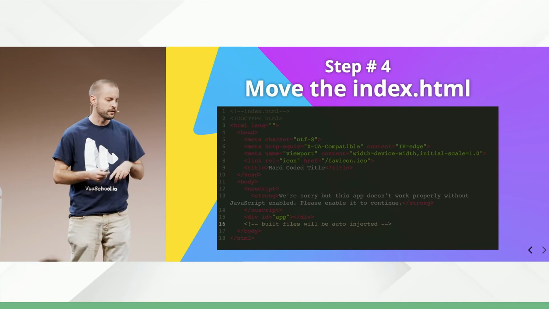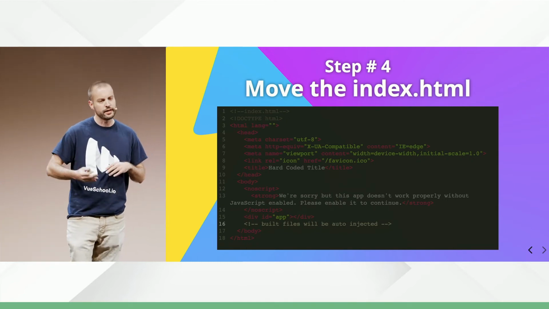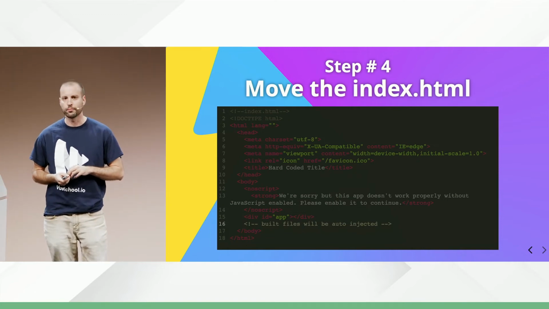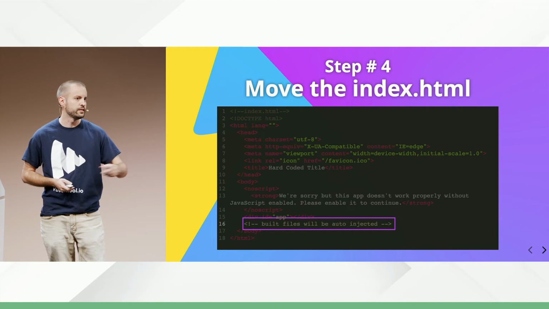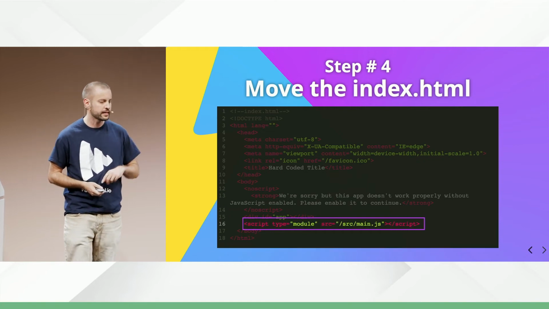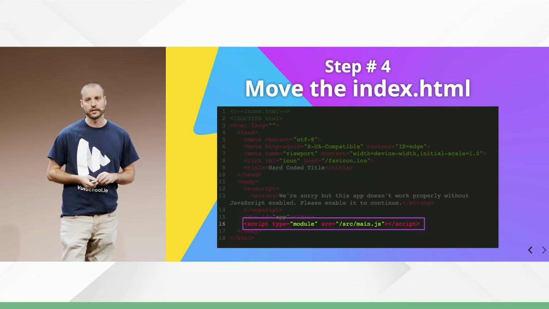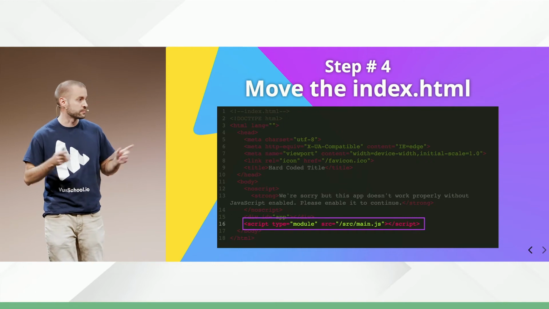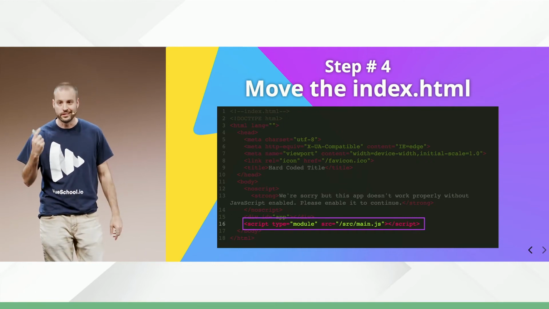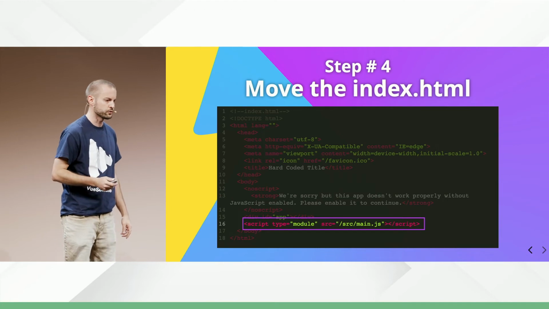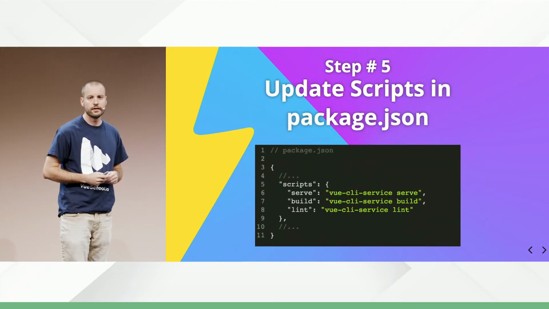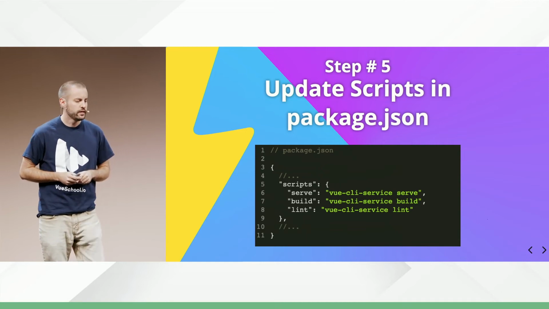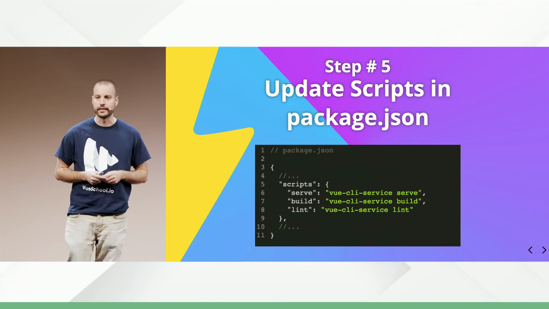Okay. Also, we need to account for the fact that the built files for JavaScript will no longer be automatically injected into our project. Instead, we need to link them in a script tag and point it to our main.js file inside of the source. And also, very importantly, notice that this is the type of module, because in development mode, Vite is using ES modules, importing those things directly into the browser. All right, so step number 5 is to update your scripts in the package.json file. Here we have a serve, a build, and a lint command.